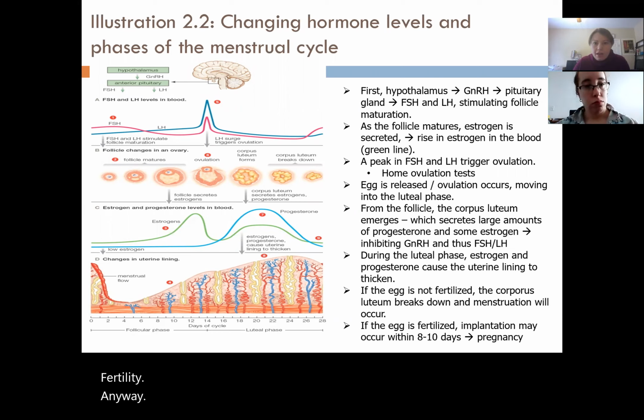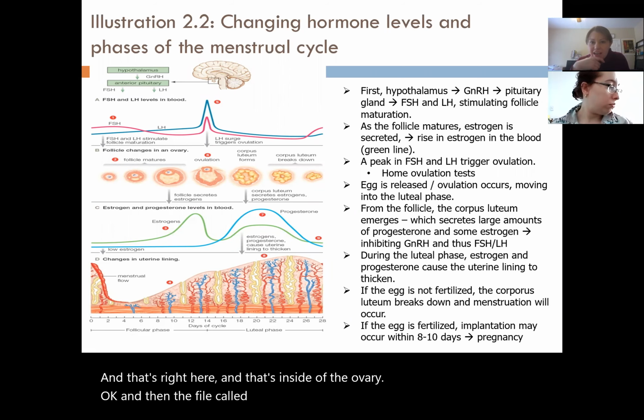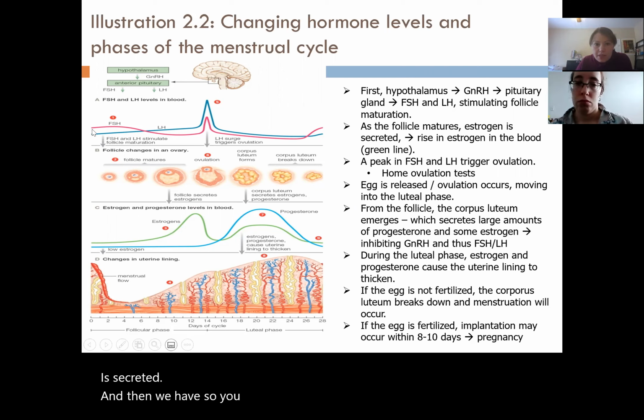Anyway, the follicle needs to mature. And that's right here, inside of the ovary. Okay. And then the follicle matures, and then estrogen is secreted. And then you have FSH here, which is released, and it stimulates luteinizing hormone.